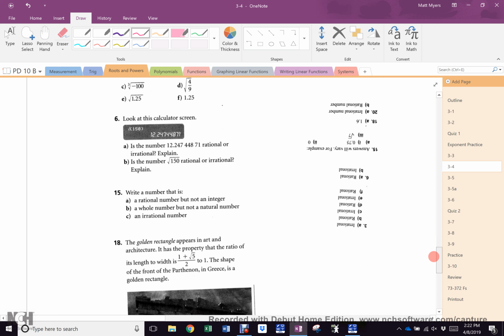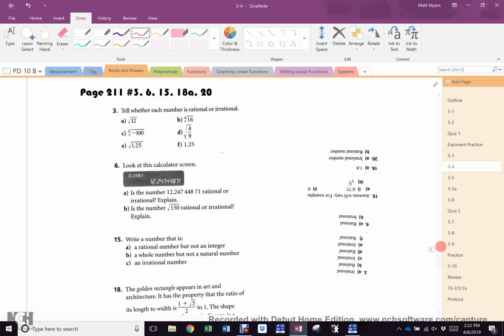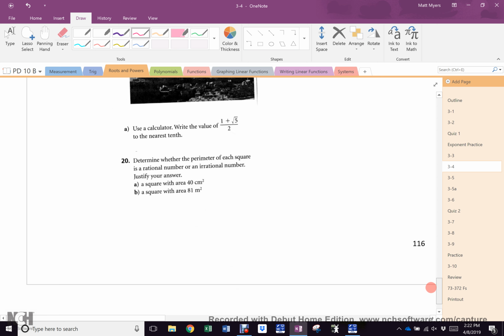It's so easy. It will take you 5 seconds and the answers are there. Page 116 is your homework.